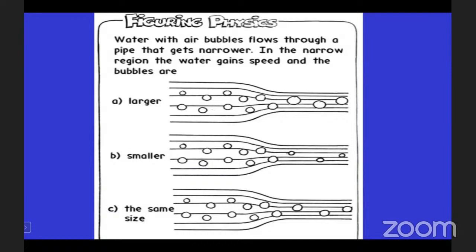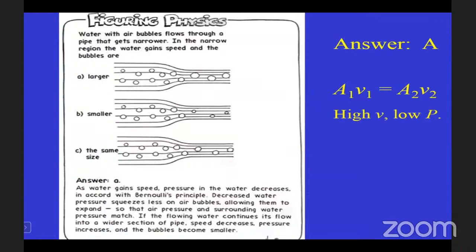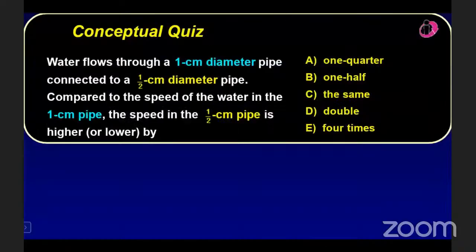Water with the air bubbles flows through a pipe that gets narrower. In the narrower regions, the water gains speed and the bubbles are... See this, why? Because A1 V1 equals A2 V2. The reason is as the water gains speed, pressure in the water decreases. According to Bernoulli principle, decreased water pressure squeezes less on air bubbles, allowing them to expand, so that air pressure and surrounding water pressure match. If the flowing water continues its flow into a wider section of pipe, speed decreases, pressure increases, and the bubbles become smaller. Next one.